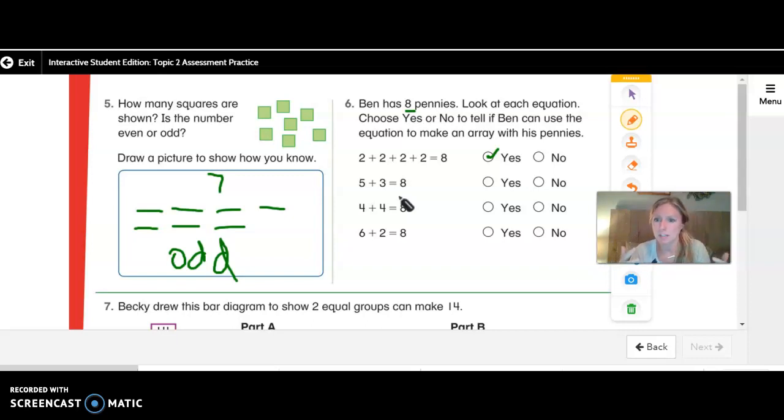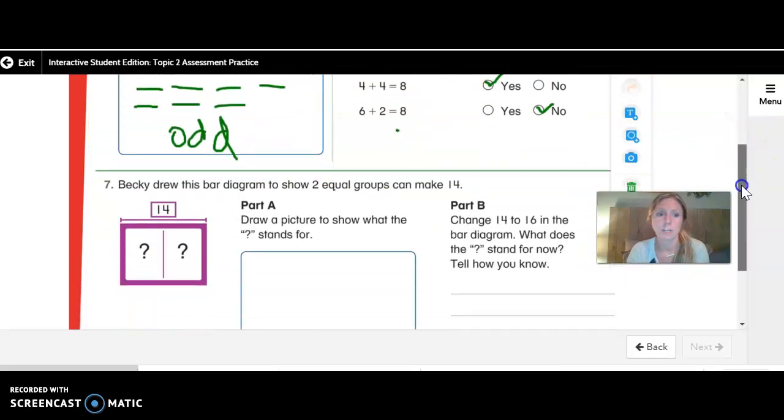It doesn't lay out nice and even, does it? It's not 2 plus 2 plus 2. So that one is not going to look like an array if he drew a picture that way. What about 4 plus 4? Picture 2 rows. 4 plus 4 equals 8. That is an equal array. How about 6 plus 2? Does that make any sense? You can draw the picture if you want to, but 6 plus 2 does equal 8, but it's not an array, okay? Let's scroll down.